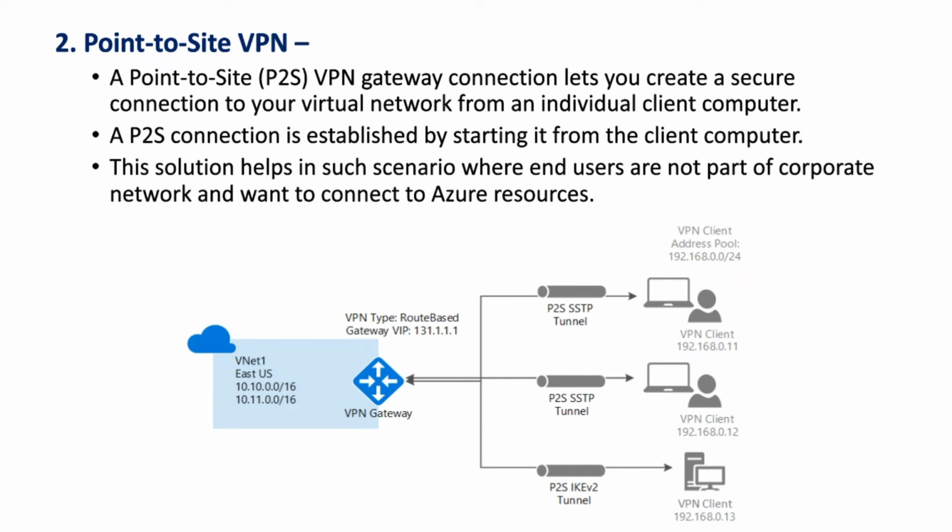Or for example, if you are at home and you want to connect to the office network, then in that case you can use the VPN client. When you use a VPN client, it means you are establishing a connection to the VPN gateway through a point to site secure tunnel. So that's how a point to site VPN connection works.